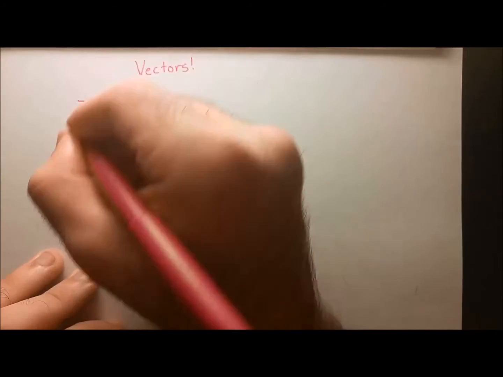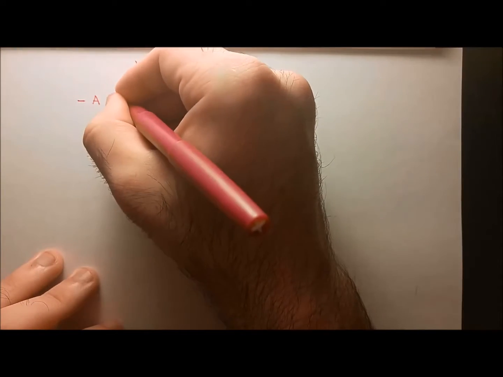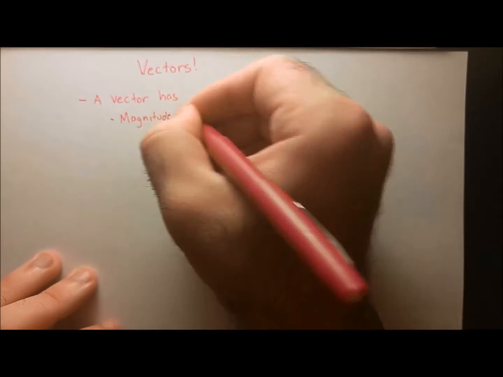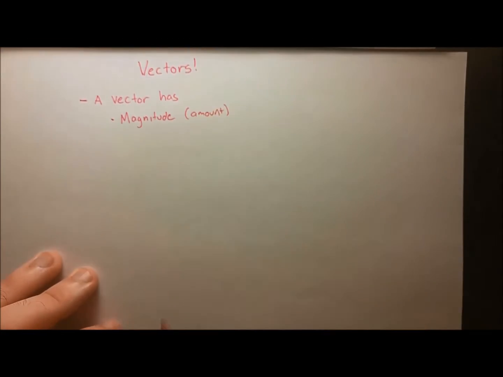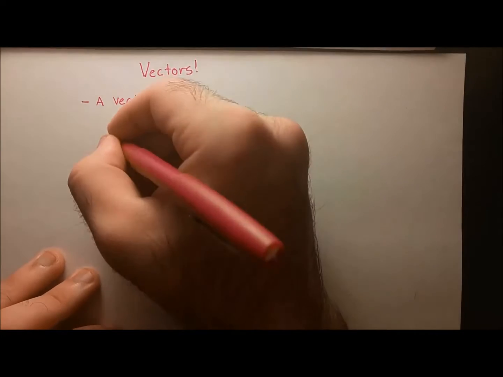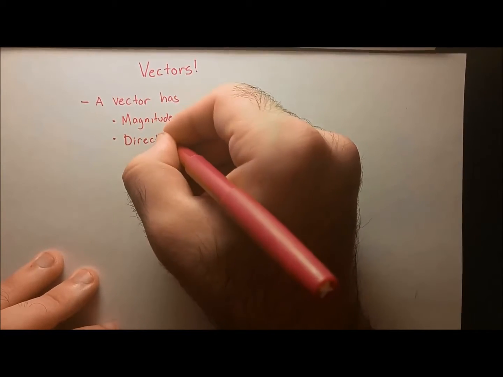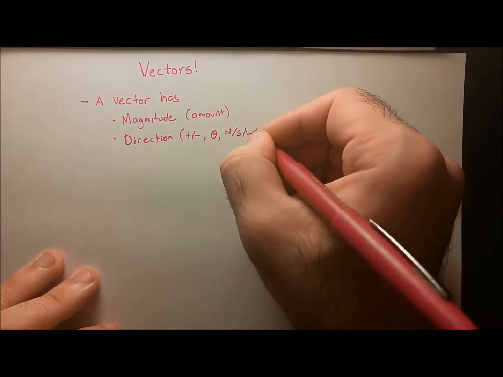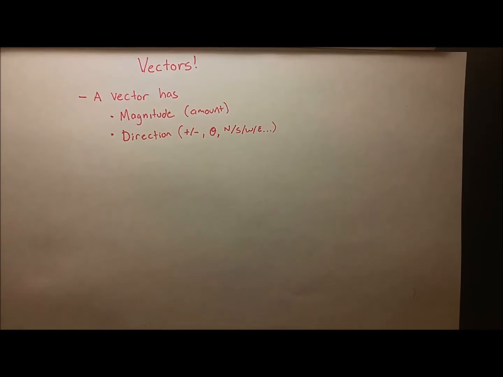Let's talk vectors today. You know that vectors are any quantity that has both a magnitude and a direction. A magnitude is just a number, but a vector is also defined by direction. And when it comes to direction, we could use positive, negative, angles, clockwise, counterclockwise, north, south, east, west. So if you had two vectors, they could either make the total larger or make it smaller.